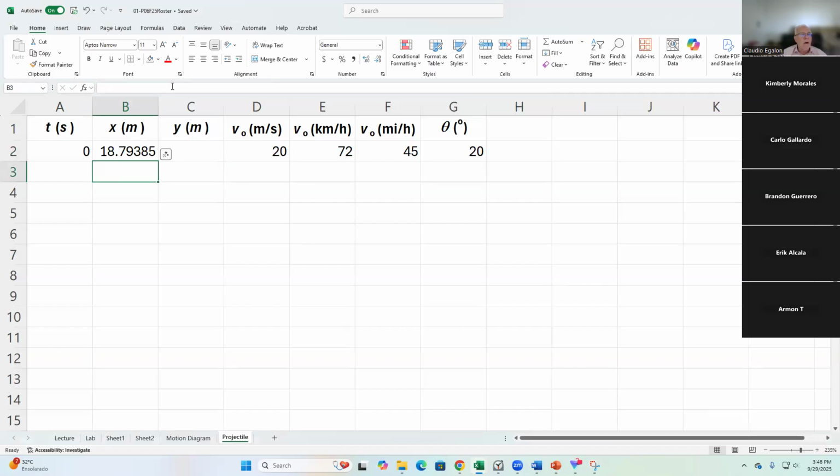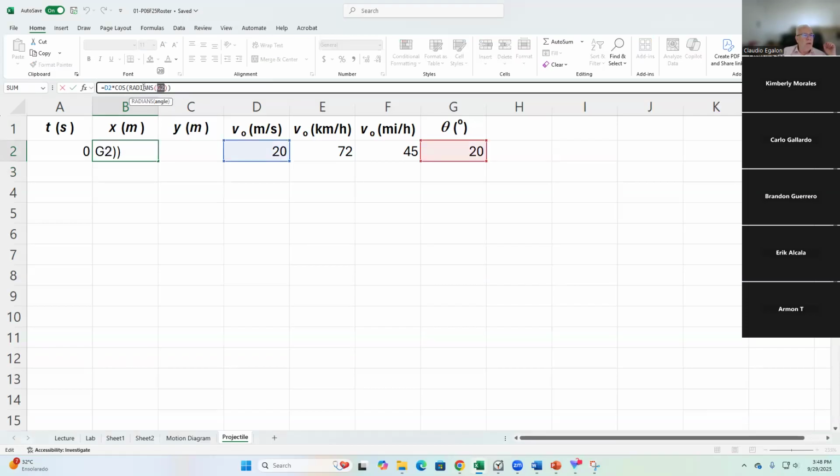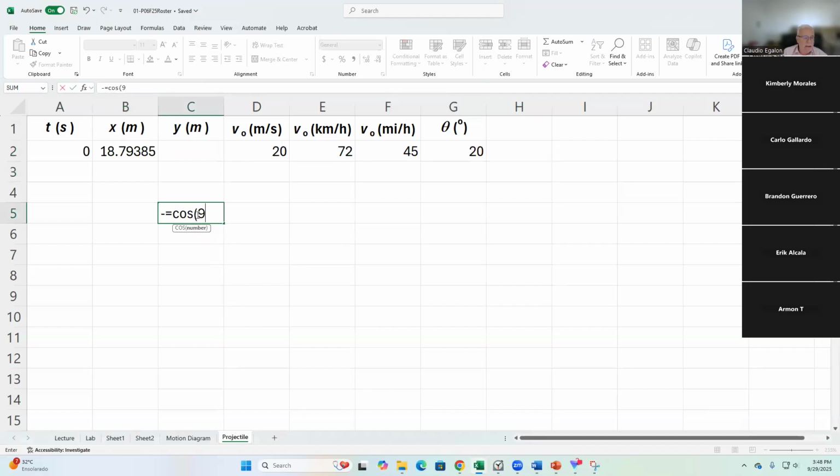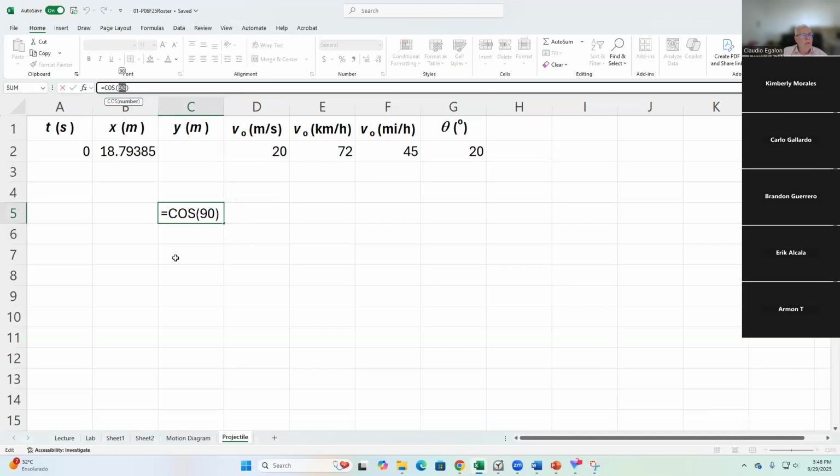Don't forget, Excel assumes that the term inside the cosine and the sine is already given in radians. And you can even test that. Let's test that. Here you go. I'm going to put cosine of 90 degrees, right? Everybody knows that cosine of 90 degrees is supposed to be 0. Let's see if we get 0. We don't get 0, because Excel thinks that the 90 that you put here is in radians, 90 radians, not 90 degrees.